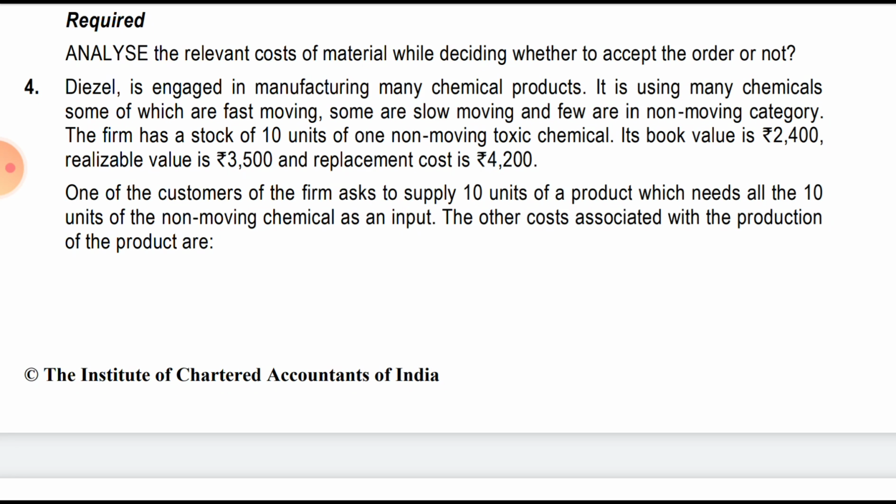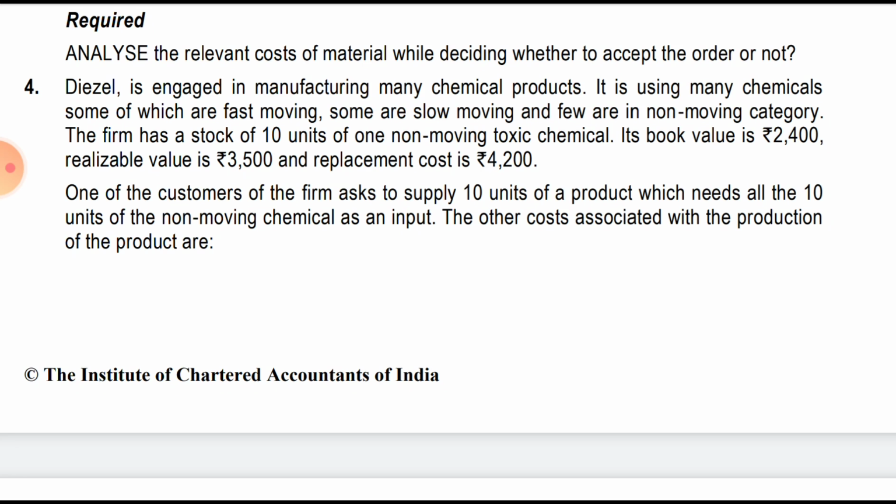Its book value is 2,400, realizable value is 3,500, and replacement cost is 4,200. Okay, the firm has a stock of 10 units. One of the customers of the firm asks to supply 10 units of the product which needs all the 10 units of non-moving chemical as an input.